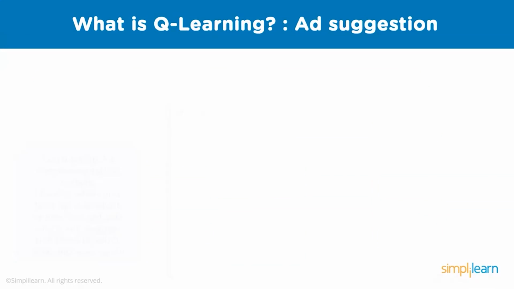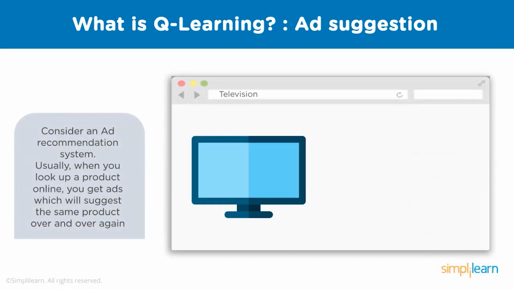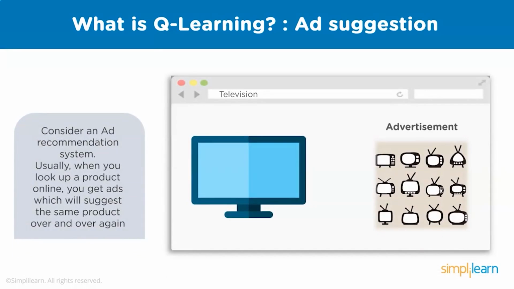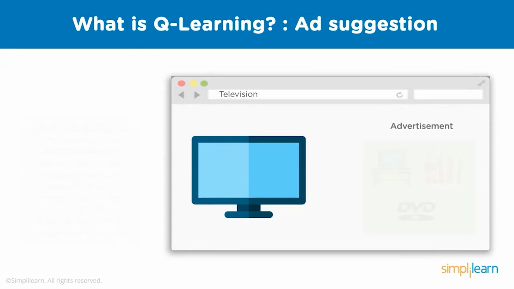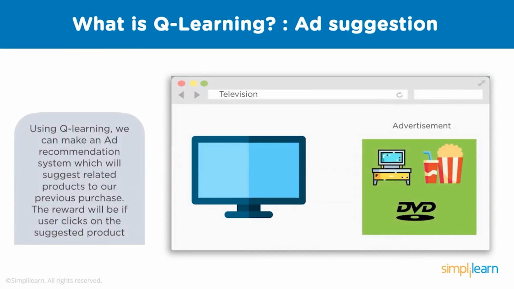Consider an ad recommendation system. Usually when you look up a product online, you get ads which will suggest the same product over and over again. Using Q-learning, we can make an ad recommendation system which will suggest related products to our previous purchase. The reward will be if the user clicks on the suggested product. You might have a lot of products on your web advertisement or your pages, but it's still not a float number. It's still a set number. And that's something to be aware of when you're using Q-learning.